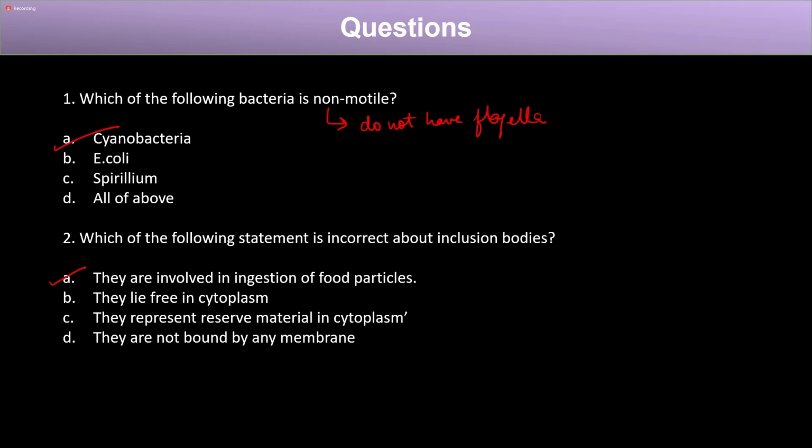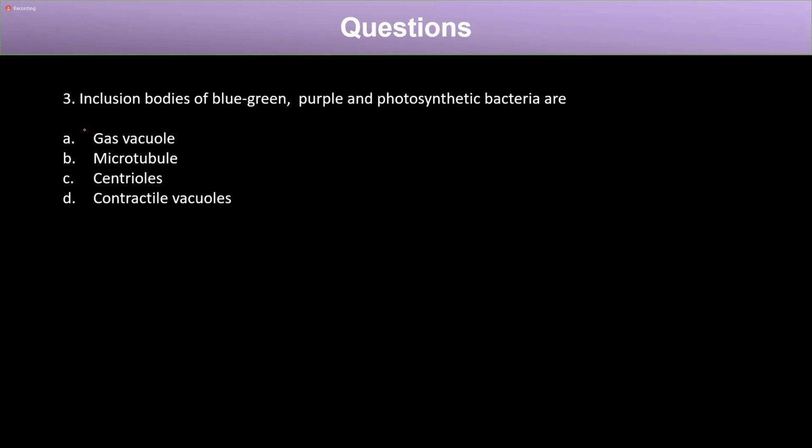Now, third: the inclusion bodies of blue-green, purple, and photosynthetic bacteria are. So we just saw what these inclusion bodies are called. These are called gas vacuoles, or pseudo vacuoles. So these are the inclusion bodies present in blue-green algae, purple, and photosynthetic bacteria.